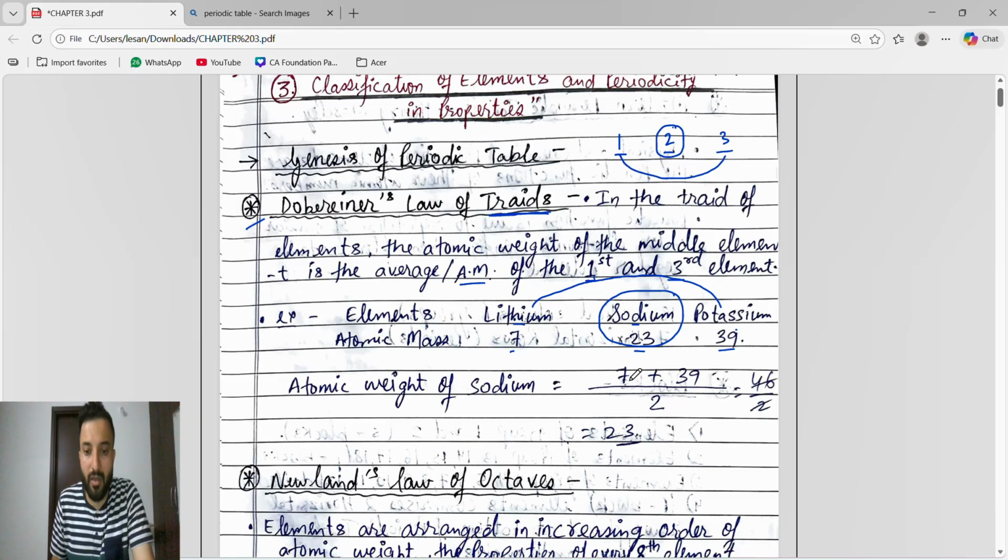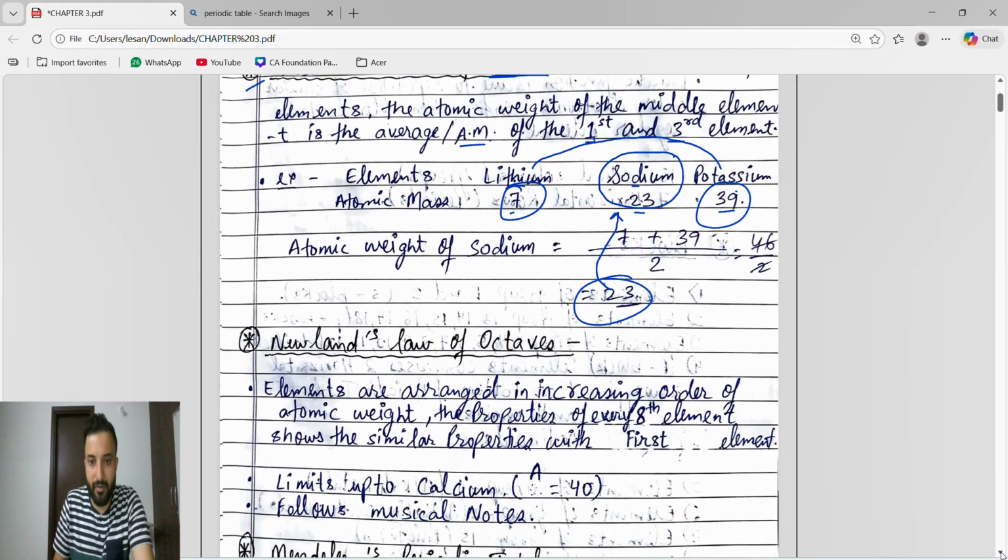Average means the sum of the elements divided by the total number of elements. So the sum of the atomic masses is 7 plus 39, divided by the number of elements, which is 2. So 39 plus 7 is 46, divided by 2, which is 23. Yes, it is the same. So this is what Dobereiner's law of triads said.